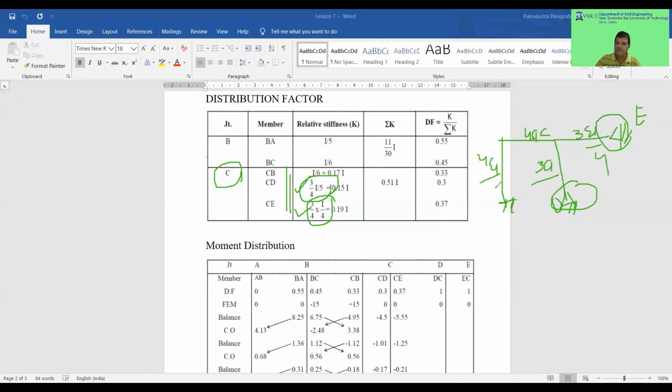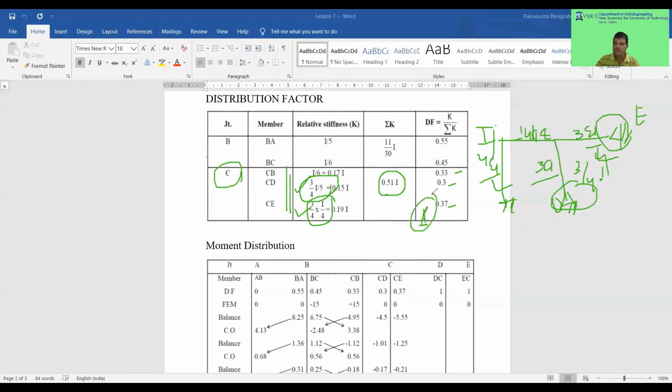4EI by L, you can take like that. Or if you are taking the relative stiffness I by L, then for the hinged end it is 3 by 4 I by L. So you take 3 by 4 I by L properly and calculate the value. It comes 0.51 I, and you find 0.33, 0.3, 0.37. Now you combine all these, what is the value coming? 0.37, 0.33, that will be 0.7, plus 0.3. So at a joint, the distribution factor sum is always equal to 1. That I have told earlier.